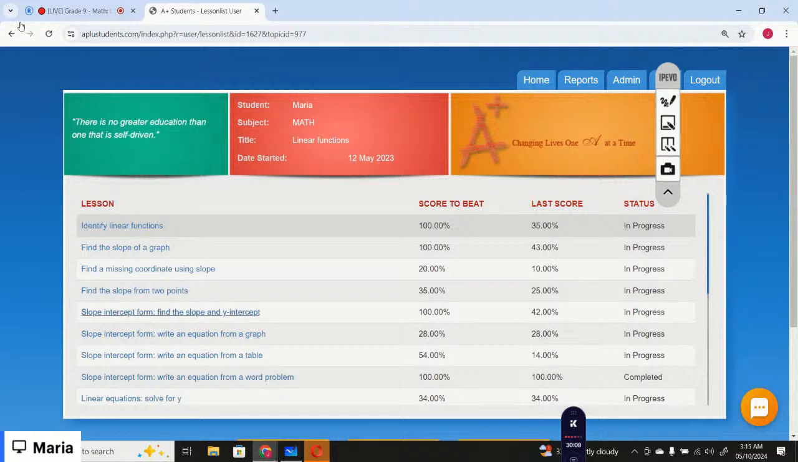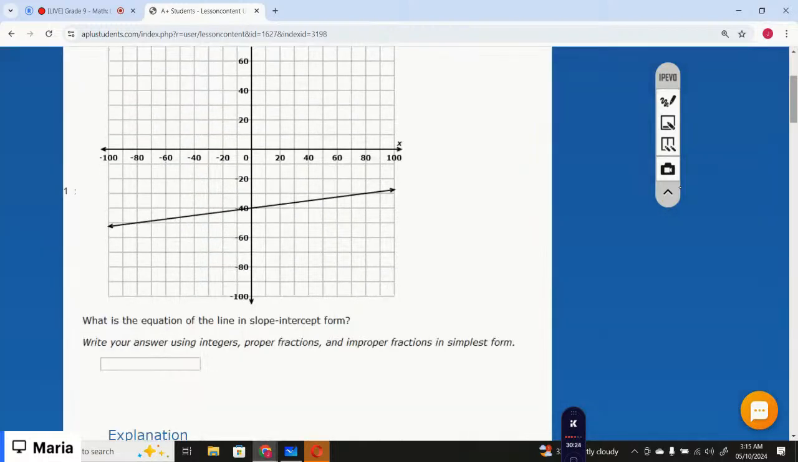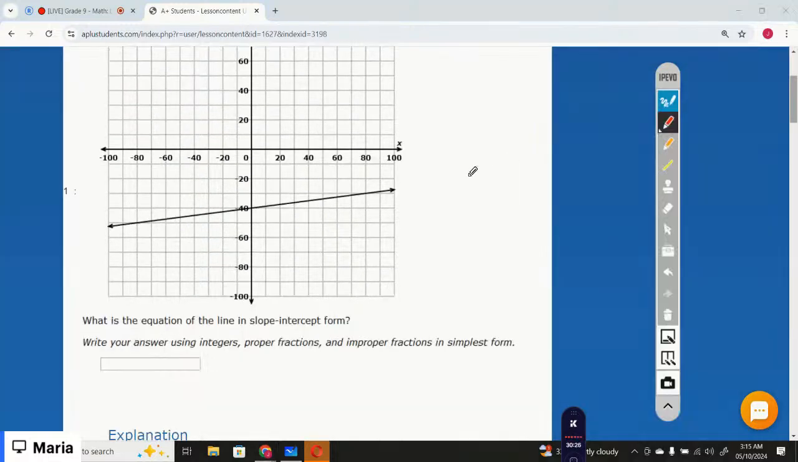The next lesson is slope-intercept form, write an equation from a graph. Now we're going to learn how to write equations from a graph. We're working on the slope-intercept form of the equation, which is y equals mx plus b. To write the equation in slope-intercept form, you need two things, the slope and the y-intercept.